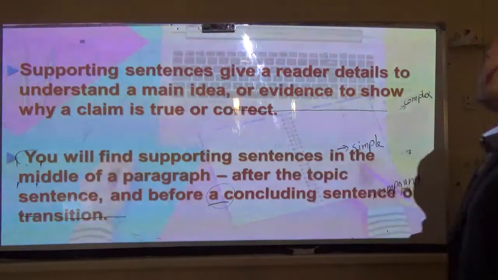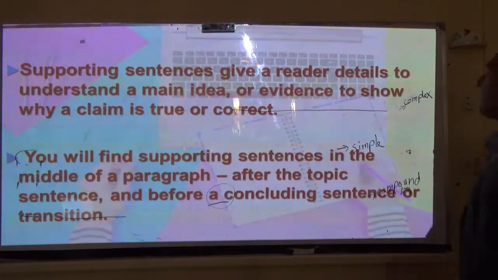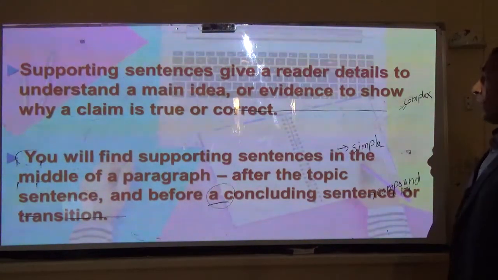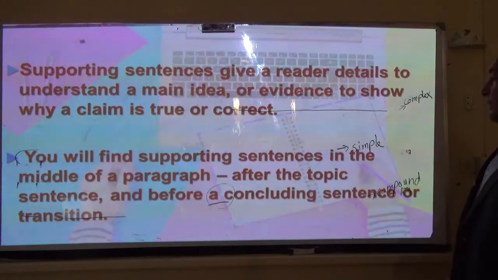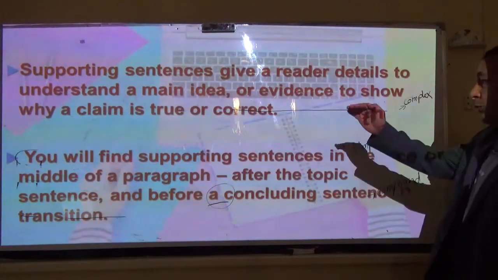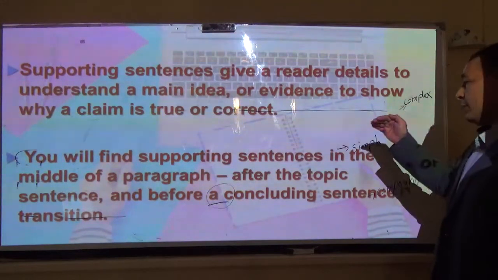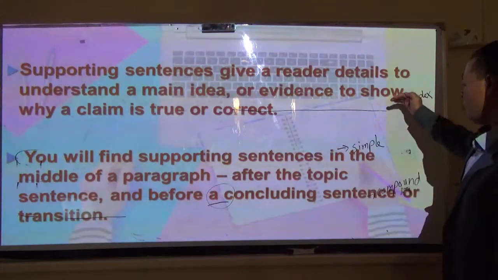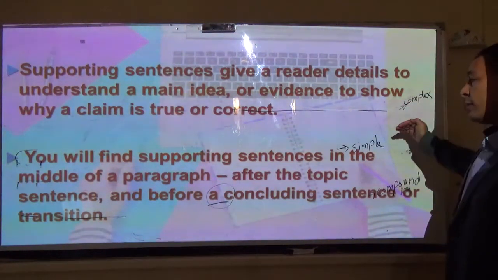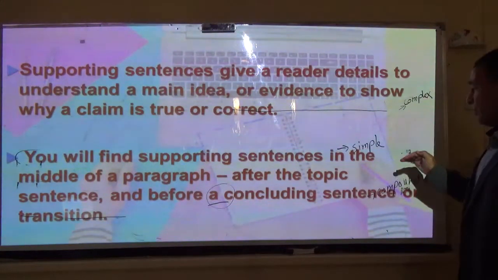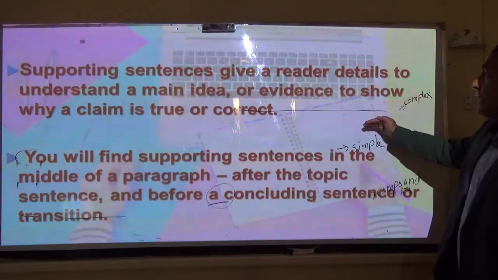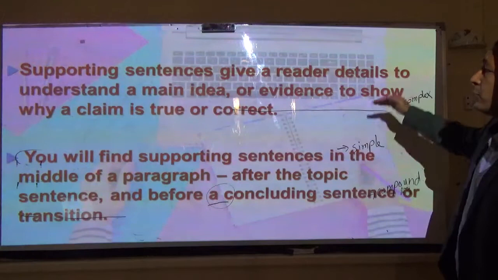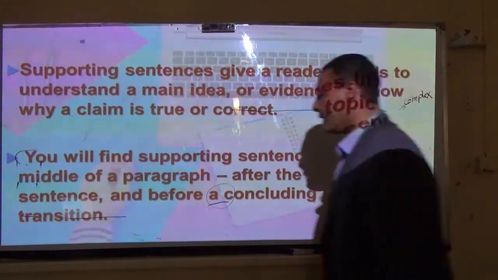Supporting sentences give a reader details to understand a main idea or evidence to show why a claim is true or correct. You will find supporting sentences in the middle of a paragraph, in the body, after the topic sentence and before the concluding sentence or transition. So the supporting sentence is in the middle of the paragraph, between the topic sentence and the concluding sentence.